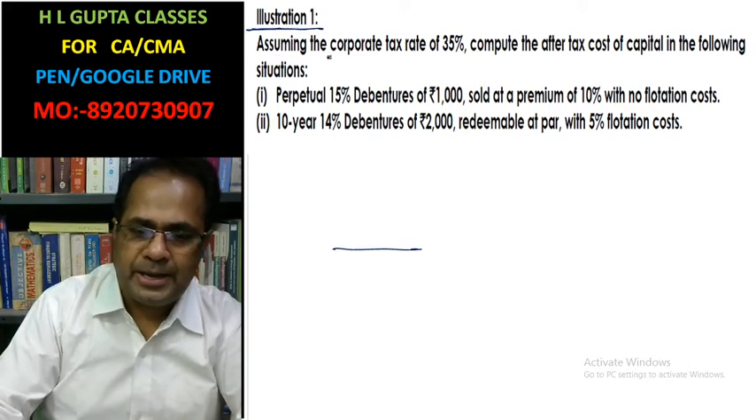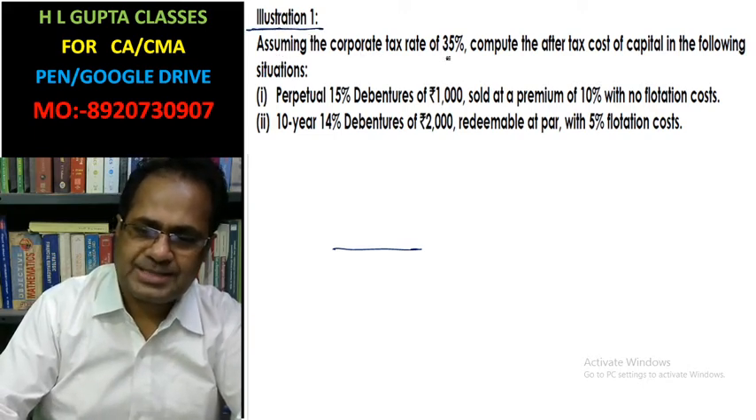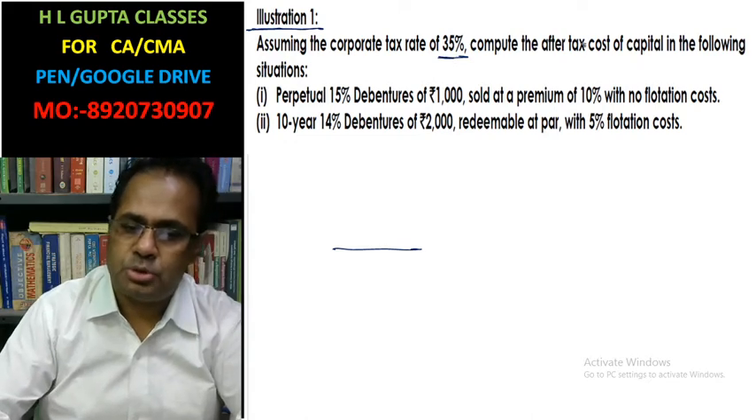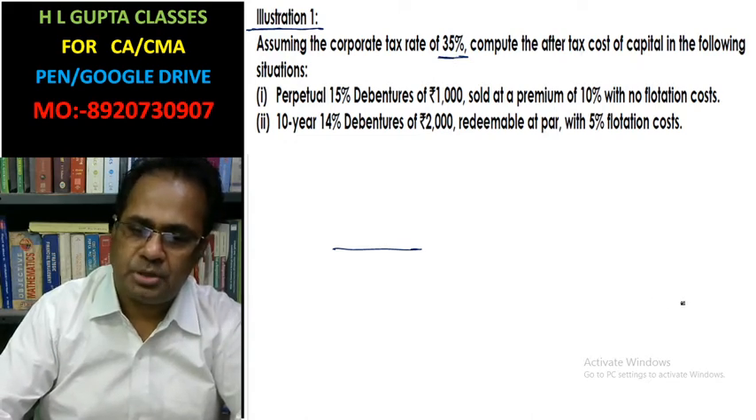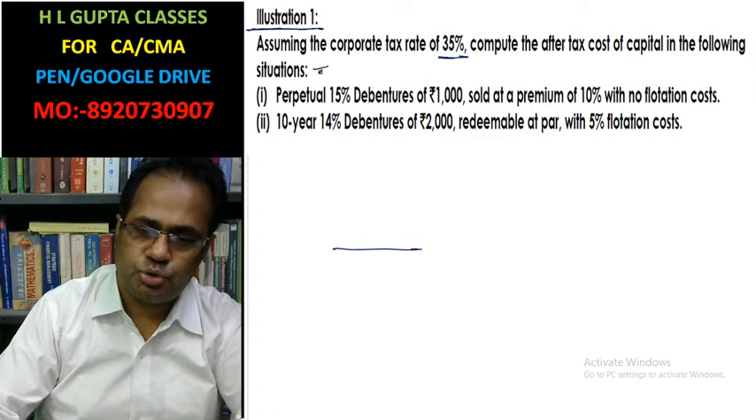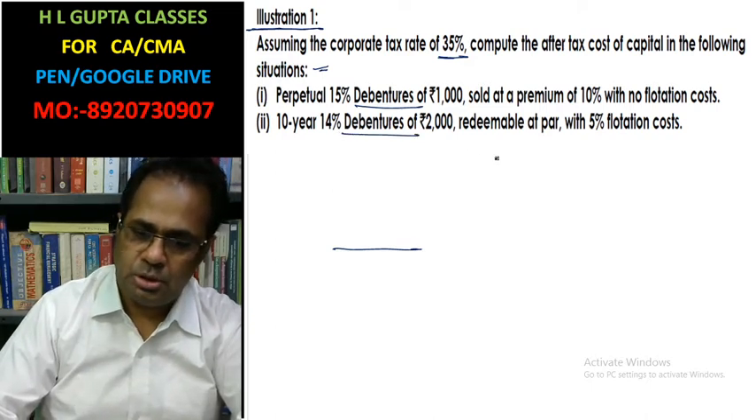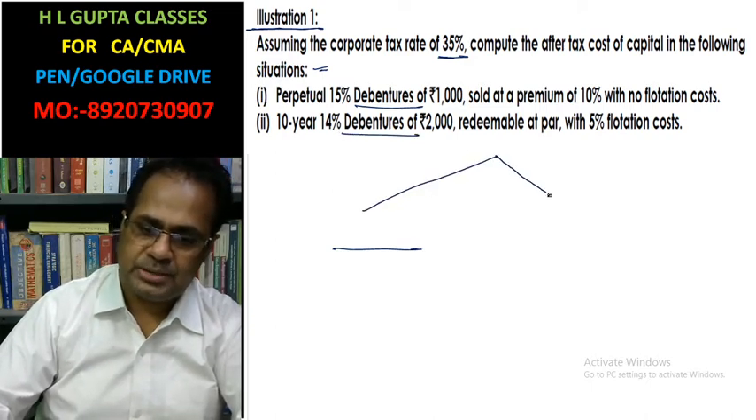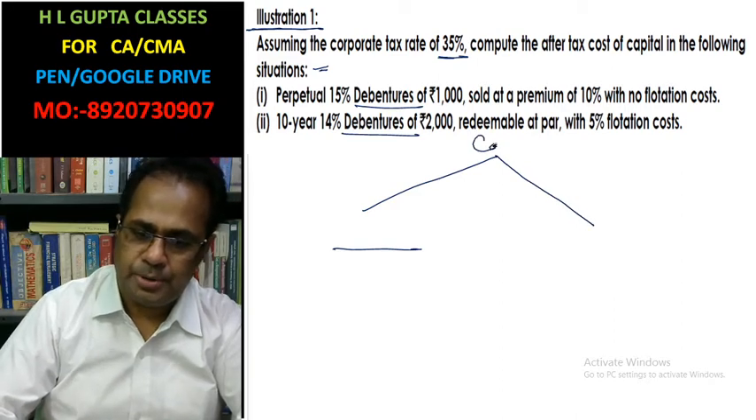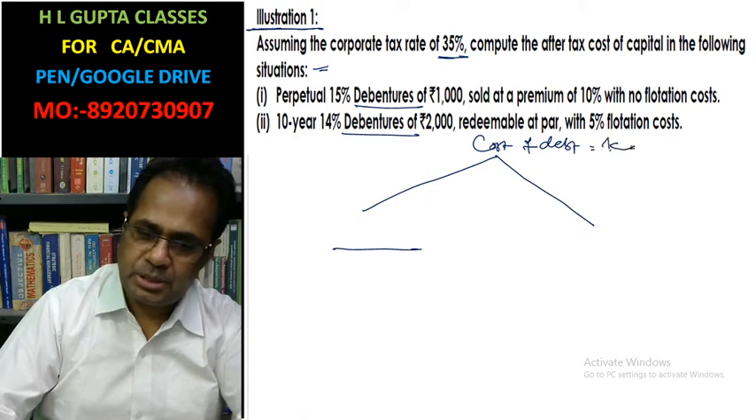Assuming that the corporate tax rate is 35%, compute the after tax cost of capital in the following situations. In these two situations, you have to calculate cost of capital. Here, this is about the debentures. There are two ways of solving the debenture cost. Cost of debenture is solved as cost of debt, represented by KD.